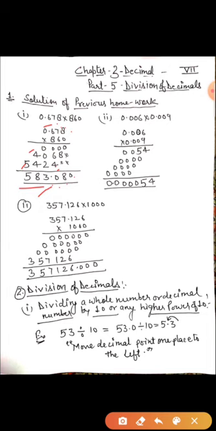Now the second is 0.006 multiplied by 0.009. We multiply the same way, one by one. Don't think about the decimal present in the multiplicand and multiplier. This is a rule, and you know the rule for how we can multiply this type of decimal. This is very easy.